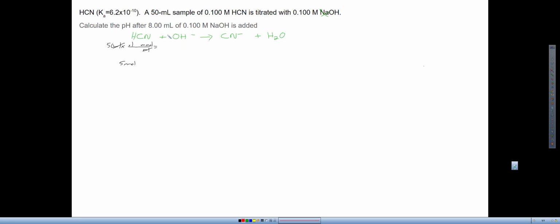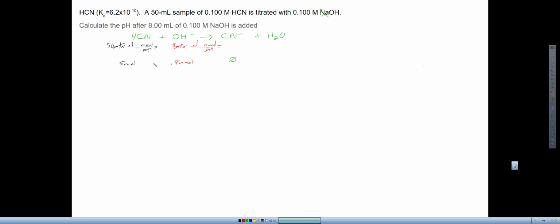And I'll do the same thing with my hydroxide. I've added 8 milliliters. My concentration, my molarity again, I will express in millis. And I don't have any cyanide in the beginning. Even though some of this would be dissociated, it's too small to worry about. So I'm going to save that for my second part.